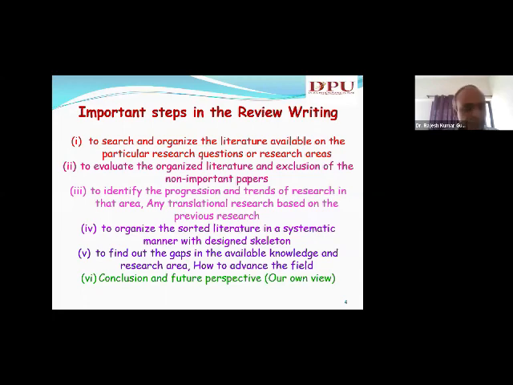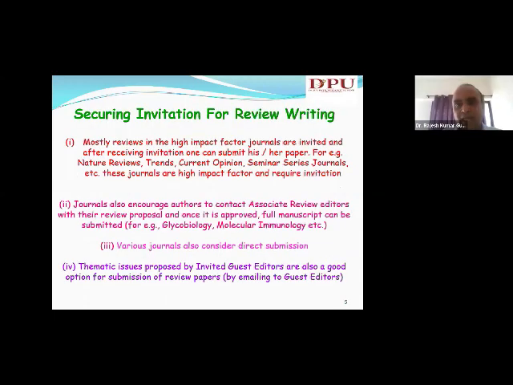Now, whenever we go for writing a review, we first need to secure an invitation for review writing. Normally there are 4 ways we get a review invitation. Number 1, most of the reviews in high impact factor journals are invited, and after receiving the invitation, one can submit his or her paper. For example, Nature Reviews, Trends, Current Opinion, Seminar Series journals, etc. These are high impact factor journals, and they basically require an invitation.